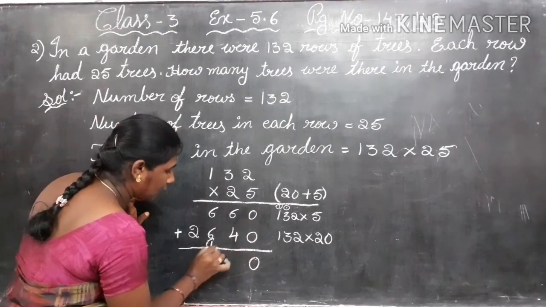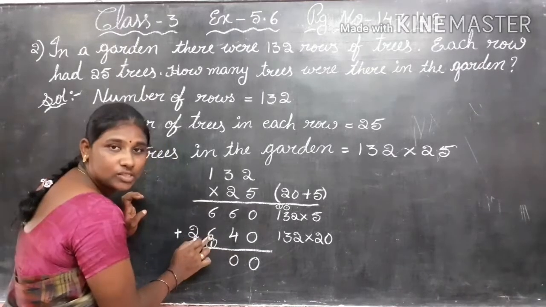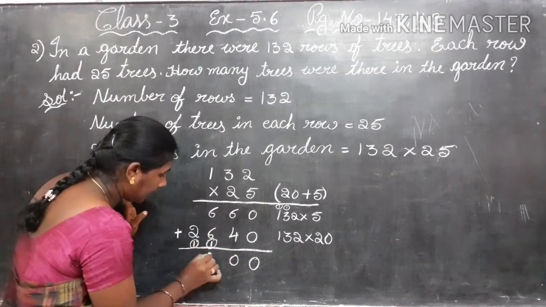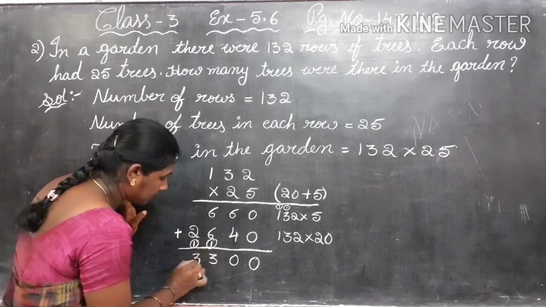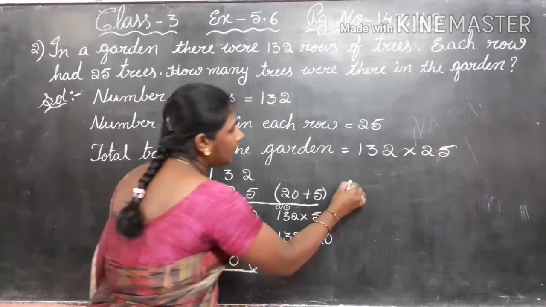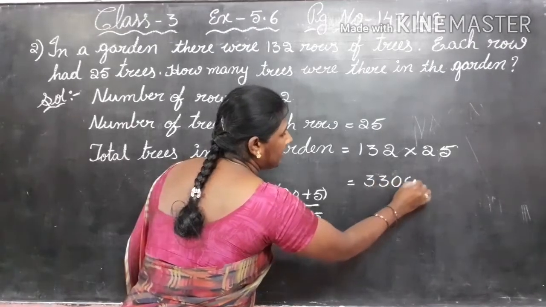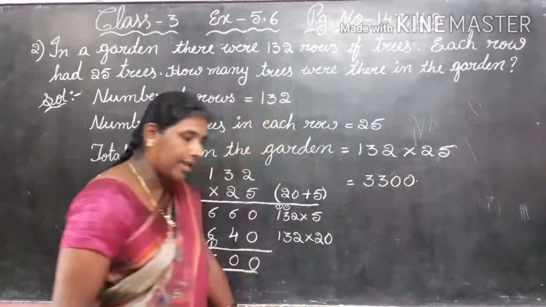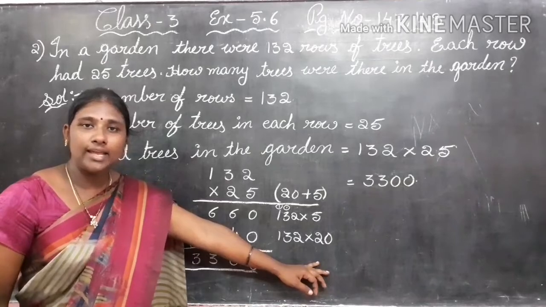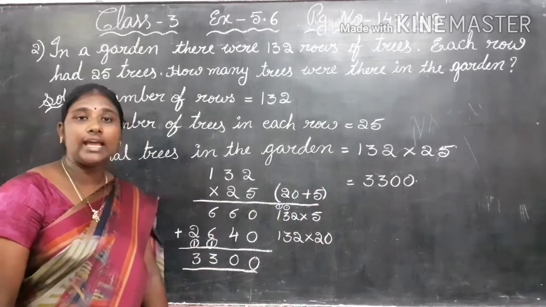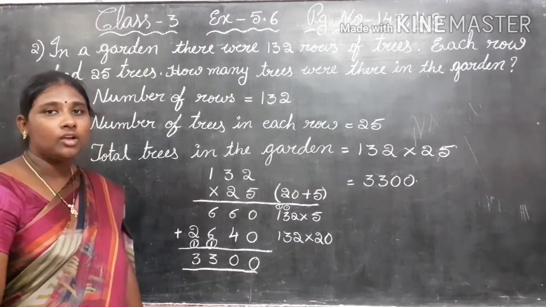Now do the addition. 0, 6 plus 4, 10. 6 plus 6, 12. 12 plus 1, 13. 2 plus 1, 3. So total how many trees? 3,300 trees are there in the garden. Total how many trees are there? 3,300 trees are there in the garden.